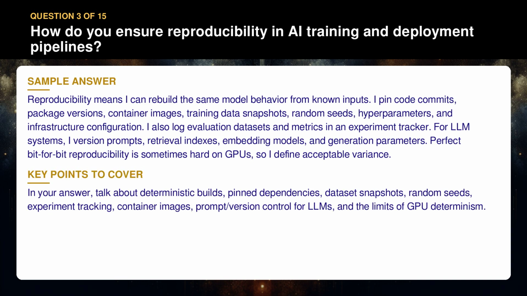In your answer, talk about deterministic builds, pinned dependencies, dataset snapshots, random seeds, experiment tracking, container images, prompt version control for LLMs, and the limits of GPU determinism.